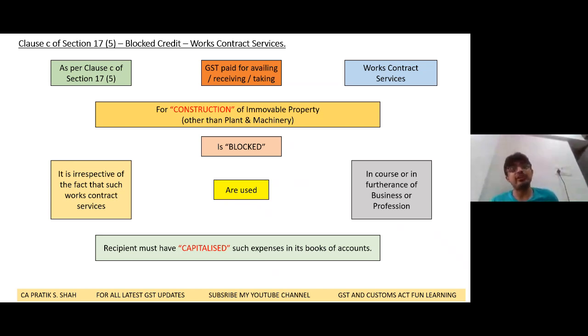Such a nonsense point, clause 17.5. This is highly debated in many high courts, but currently no outcome is there. So currently it is blocked. So GST paid for availing works contract services for factory, office, shopping mall, whatever GST I pay, I cannot avail ITC.